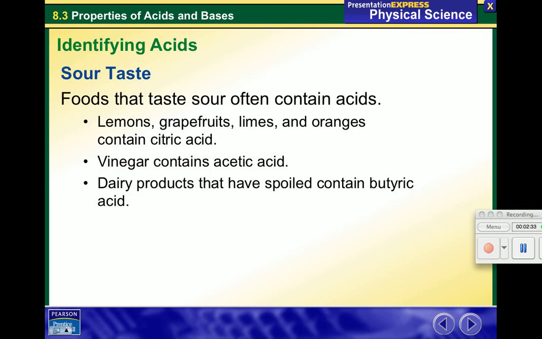Okay, so some of the properties of an acid is they taste sour. So foods that you usually eat that have a little bit of a sour taste, like citrus fruits, lemons, grapefruits, limes, oranges, they all contain an acid called citric acid. Vinegar contains acetic acid, and dairy products, once they're spoiled, get that kind of sharp taste to them. They contain uric acid, and that's what gives them that tartness.